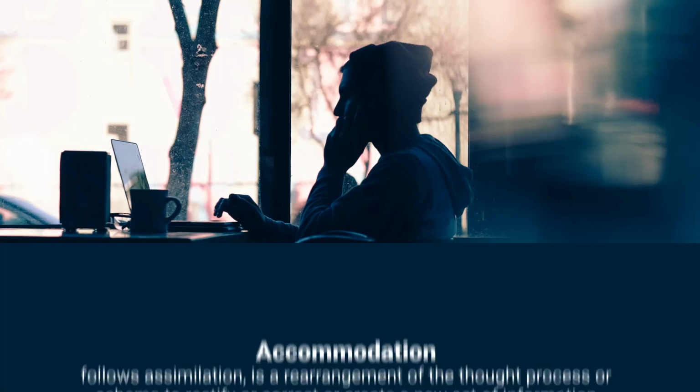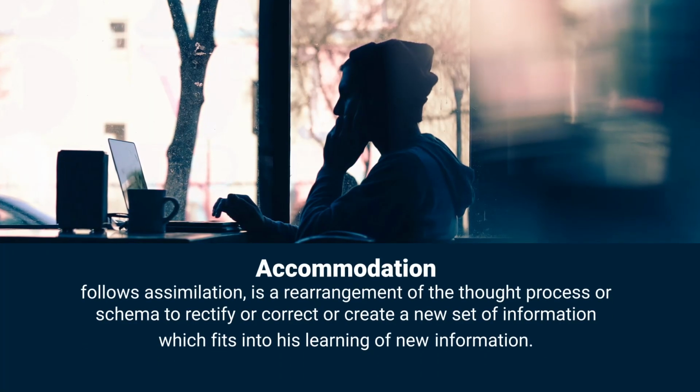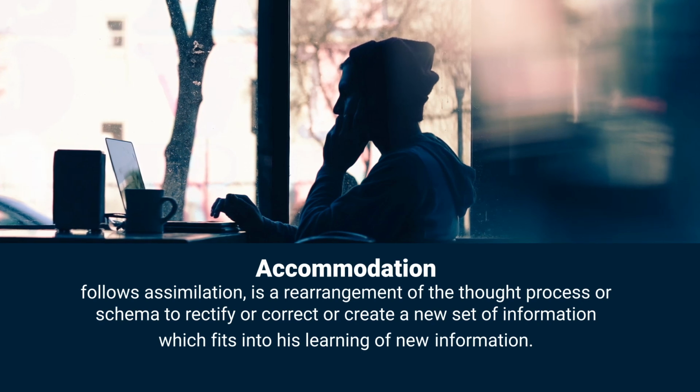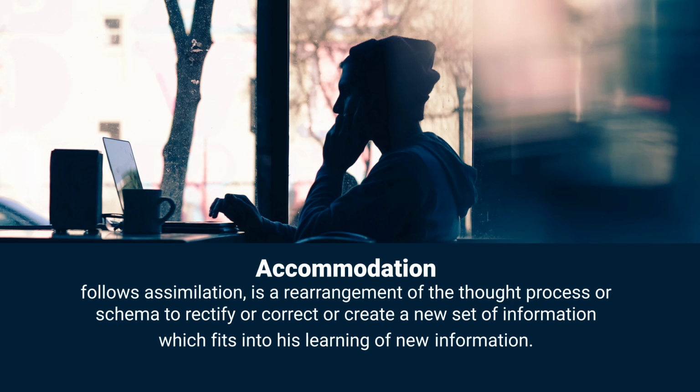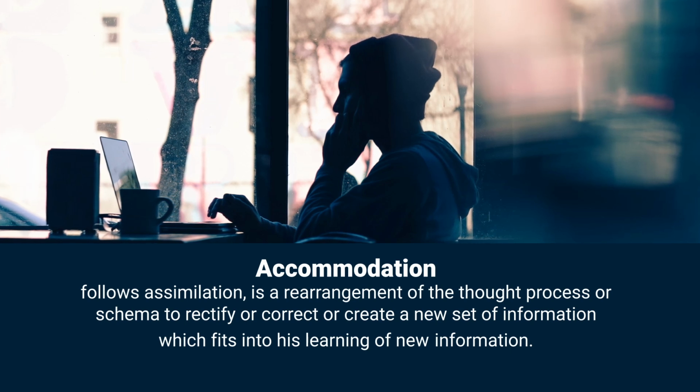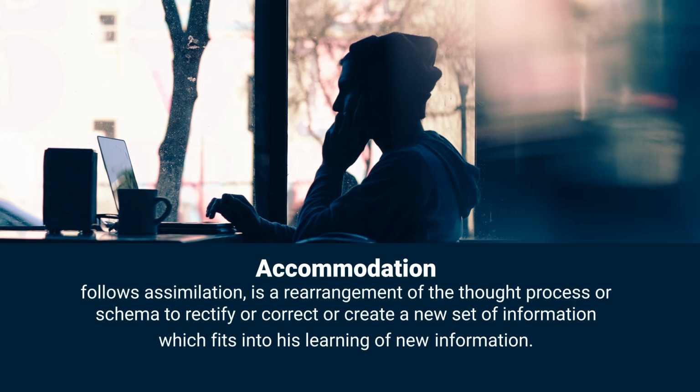This is possible when a series of cognitive thought processes occurs. For example, a child might mistake a cat to be a dog that he might be more familiar with. Assimilation is responsible for the child's ability to act and understand new things in light of what he is already familiar with. Accommodation follows assimilation. It is a rearrangement of the thought process or schema to rectify or correct or create a new set of information which fits into his learning of new information.